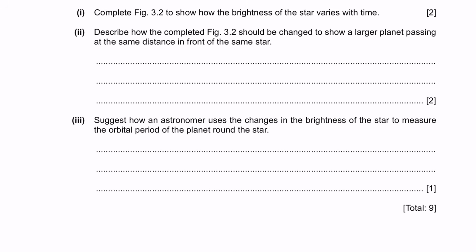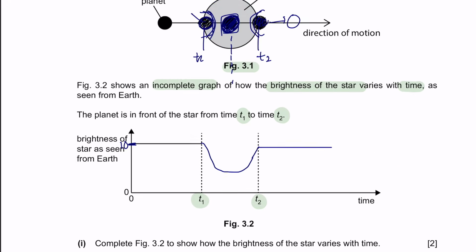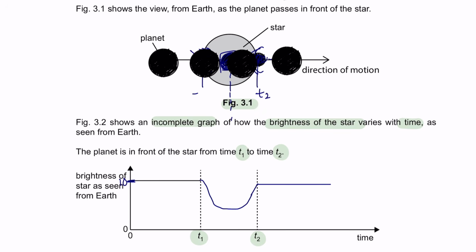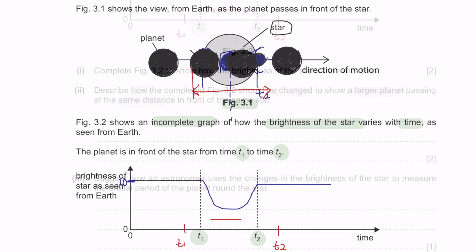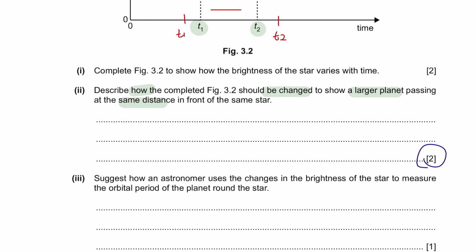Part 2. Describe how the completed figure 3.2 should be changed to show a larger planet passing at the same distance in front of the same star. Okay, let's imagine. If this was a larger planet, it will block more light from the star, so the brightness that is seen from the Earth would appear to be lesser because more light is being blocked. And since it is bigger, it would actually take a longer time from t1 to t2 for it to pass from here to here. So for 2 marks, you can say it would appear to be lower brightness seen from Earth, and time t1 to t2 will take longer.